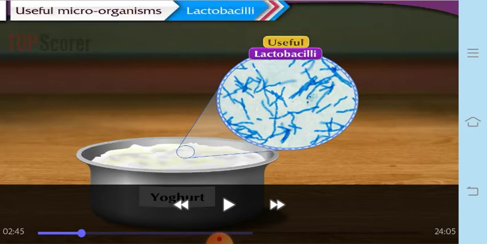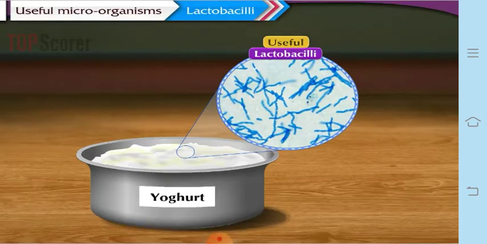and therefore yogurt is very good for digestion. Why? Your mother might have given it to you sometimes, or whenever you go to a hotel to eat veg food, you will be given curd along with that. Why? It's because it contains lactobacillus, which helps in the digestion process.